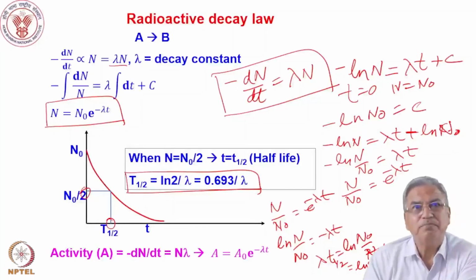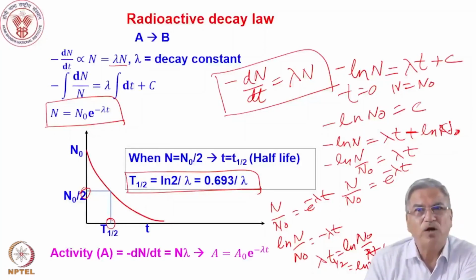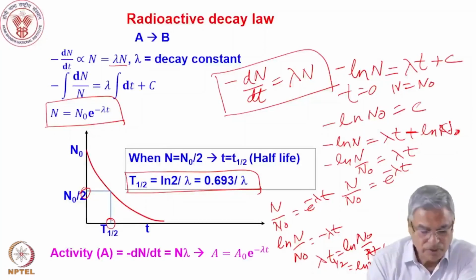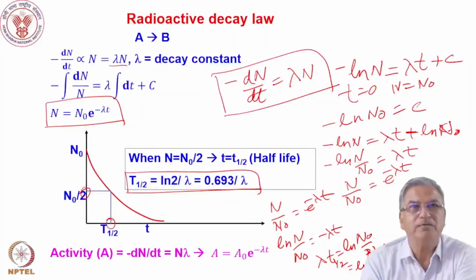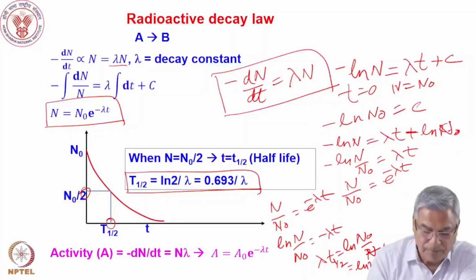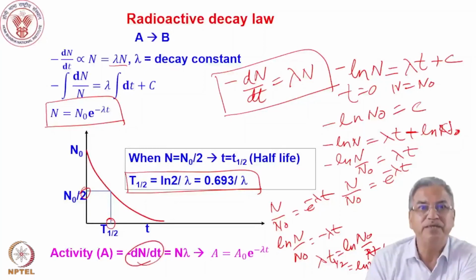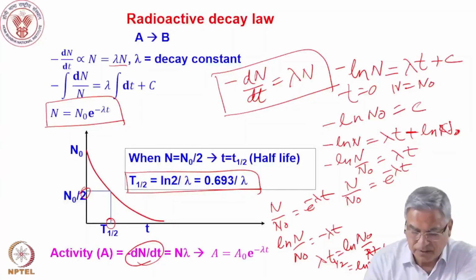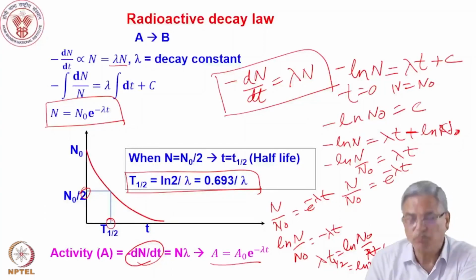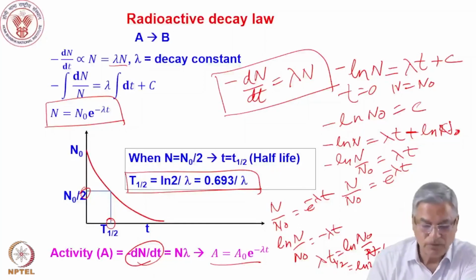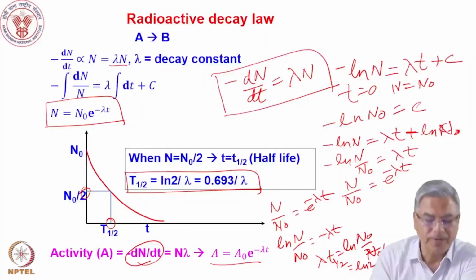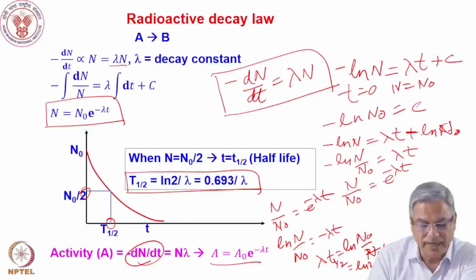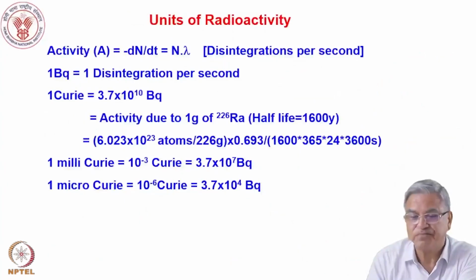Now most of the time we don't determine the number of atoms. What we determine is the activity. So the activity is nothing but the number of atoms decaying per unit time. So minus dn by dt is nothing but activity, atoms decaying per second, and it is given by n lambda, that you see from here. So activity is nothing but number of atoms into lambda. So activity becomes equal to a0 e raised to minus lambda t. So if you plot activity as a function of time, this also will follow the exponential decay because lambda is a constant.